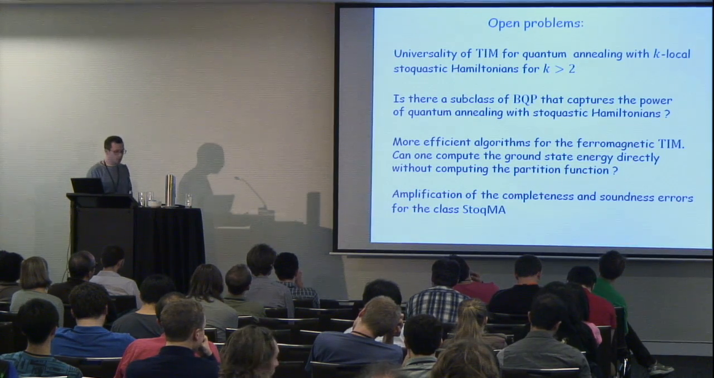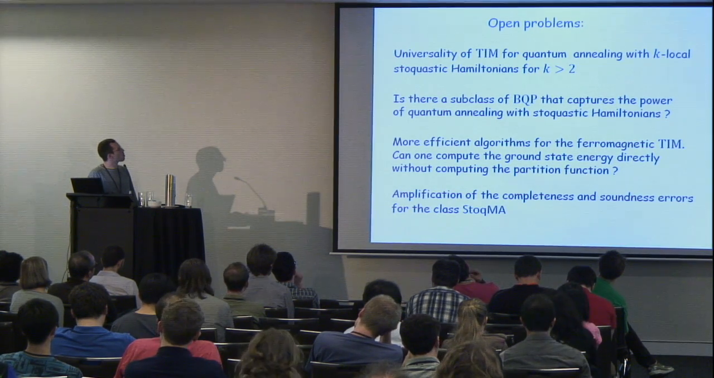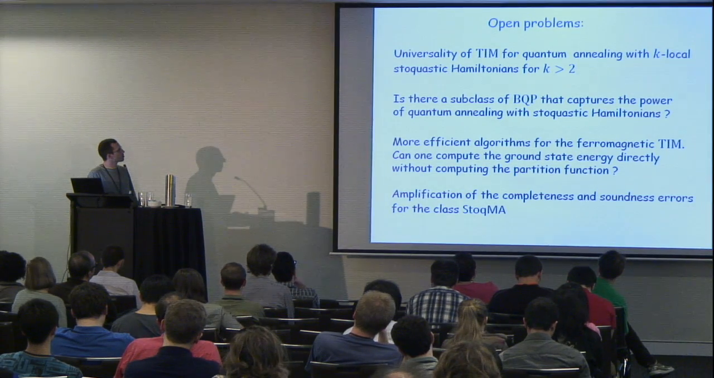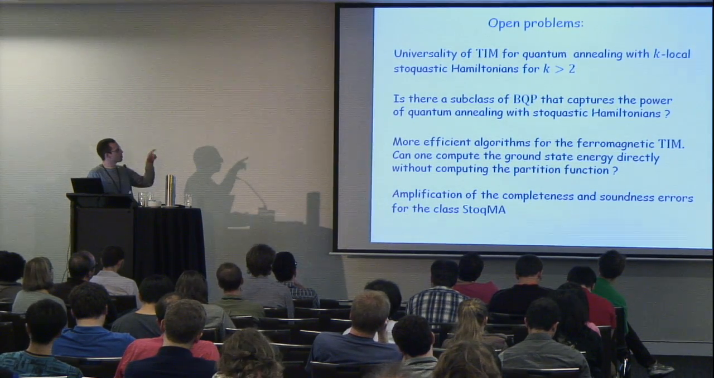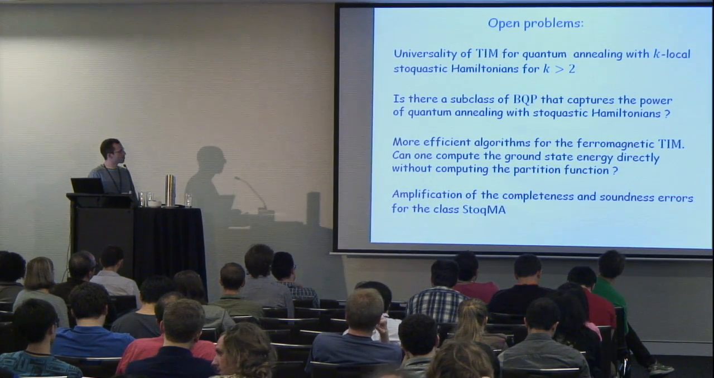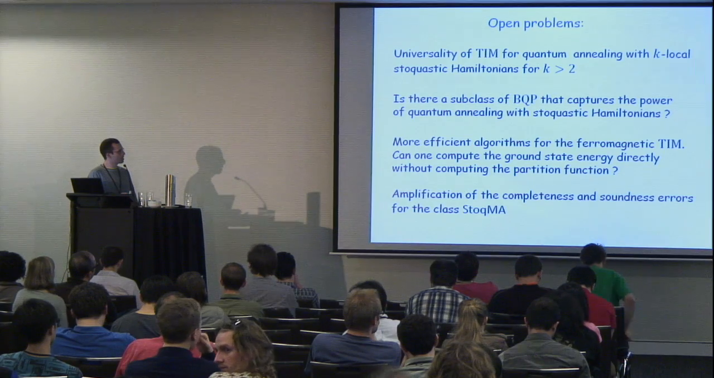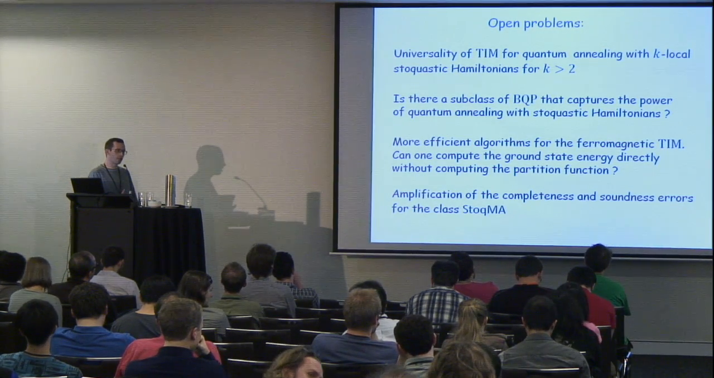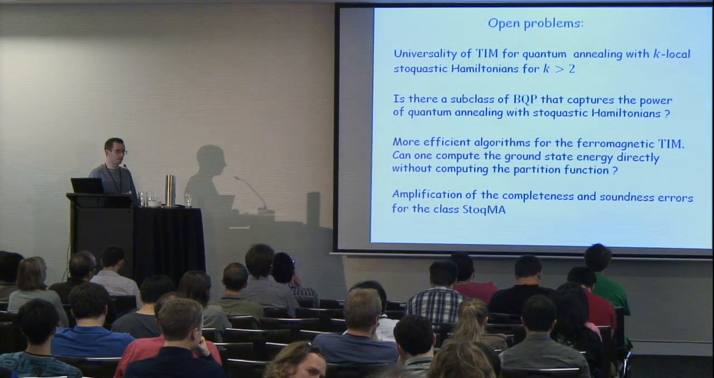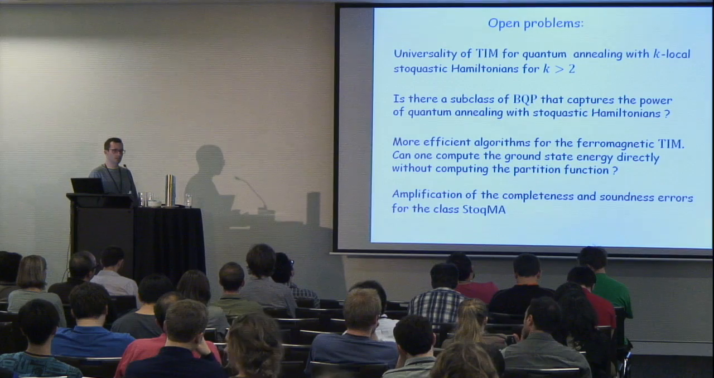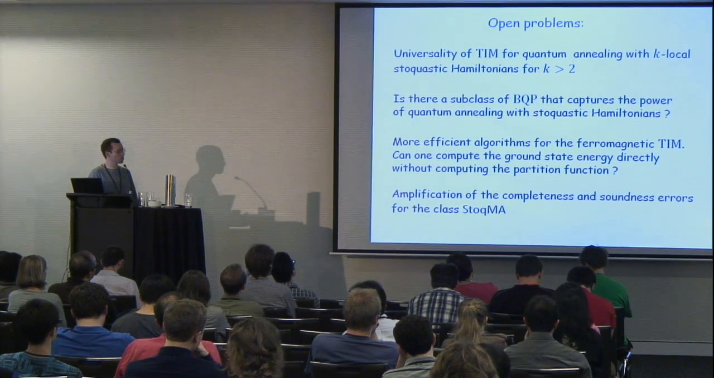I'll just conclude with some open problems. The result which was shown is that the transverse Ising model can simulate quantum annealing with 2-local stochastic Hamiltonians as well as k-local diagonal terms. But we don't know if it can simulate quantum annealing with general k-local stochastic Hamiltonians. So that's one open question.